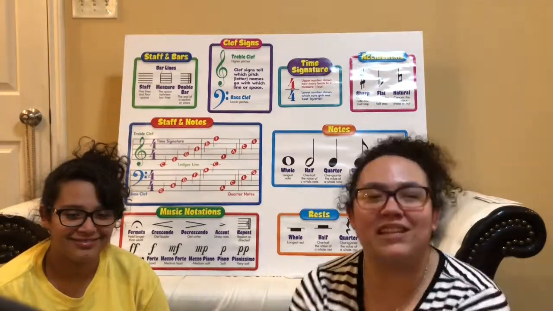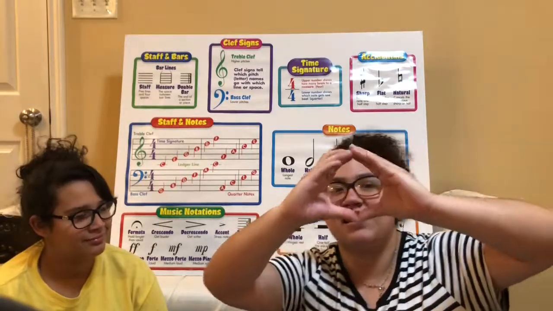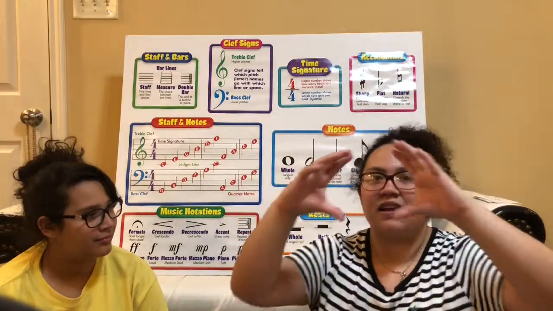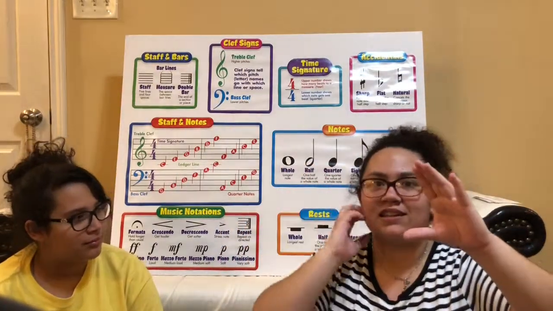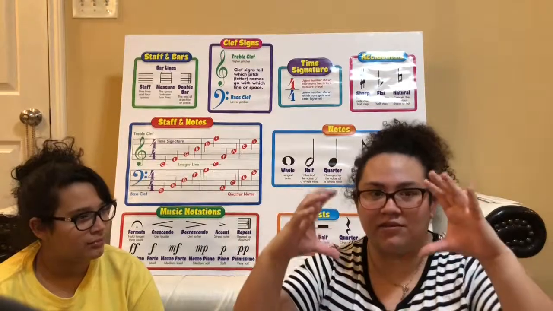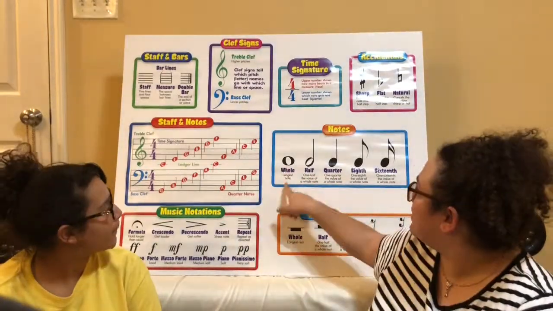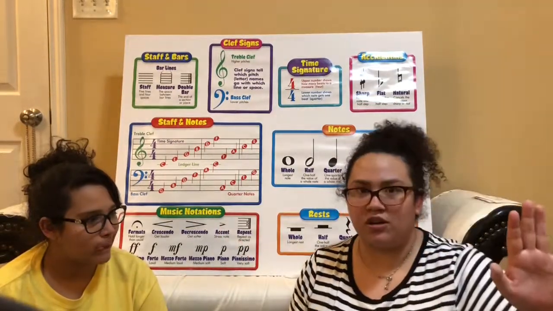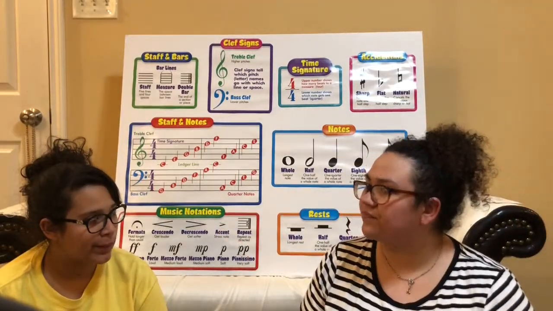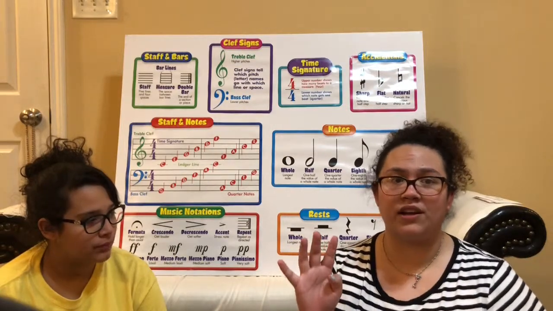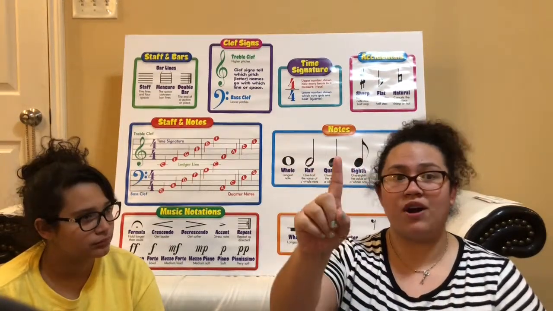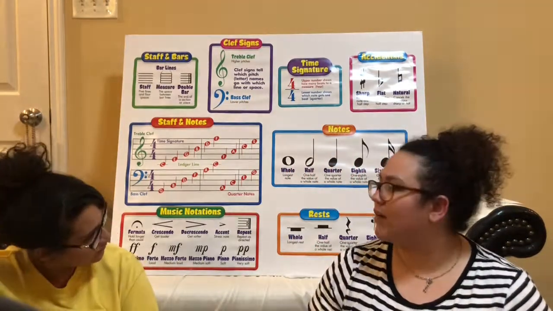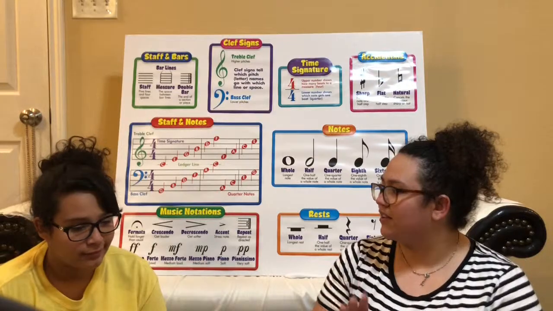So think of a pizza, right? If it's a whole pizza, with no part of it missing, it's the whole pizza. So the whole note means that it gets played throughout the entire measure. If there's a measure of 4/4, then that one note is played for four beats.